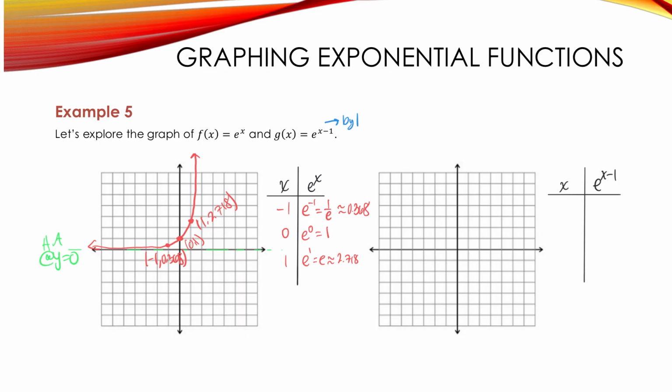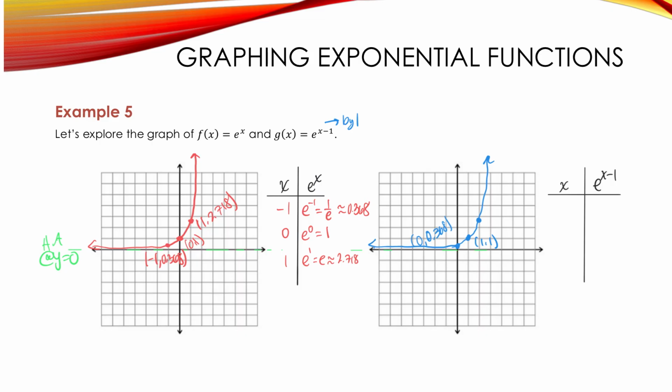So everything we see over here, we can just bring over and shift to the right by 1. So now we're at 0.368. We're at 1, 1. And we're at 2.718. There we go. So now we get the same graph, but this time it's just shifted to the right by 1.